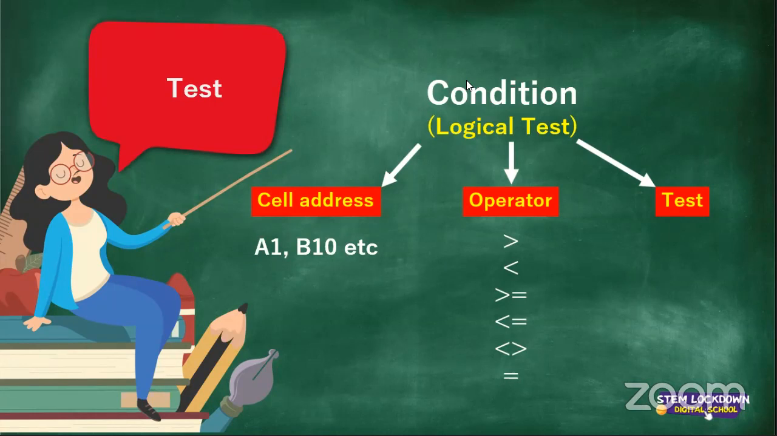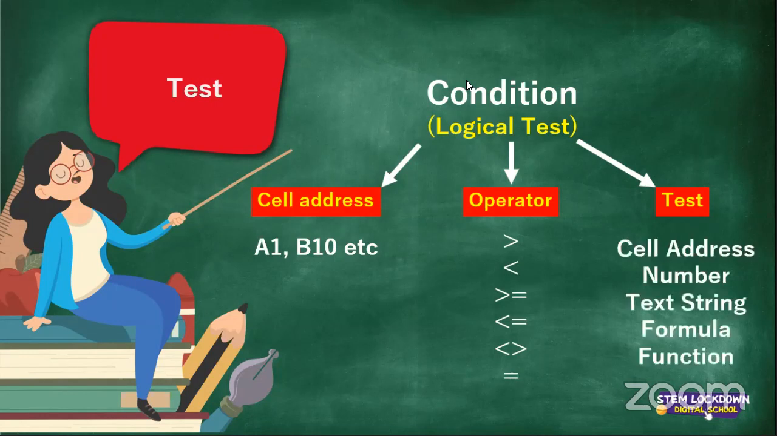And if your condition doesn't have these three things in a good order, you would have a problem. Now, then we have another scenario. The test can be a cell address, can be a number, can be a text string, can be a formula, or can be another function.